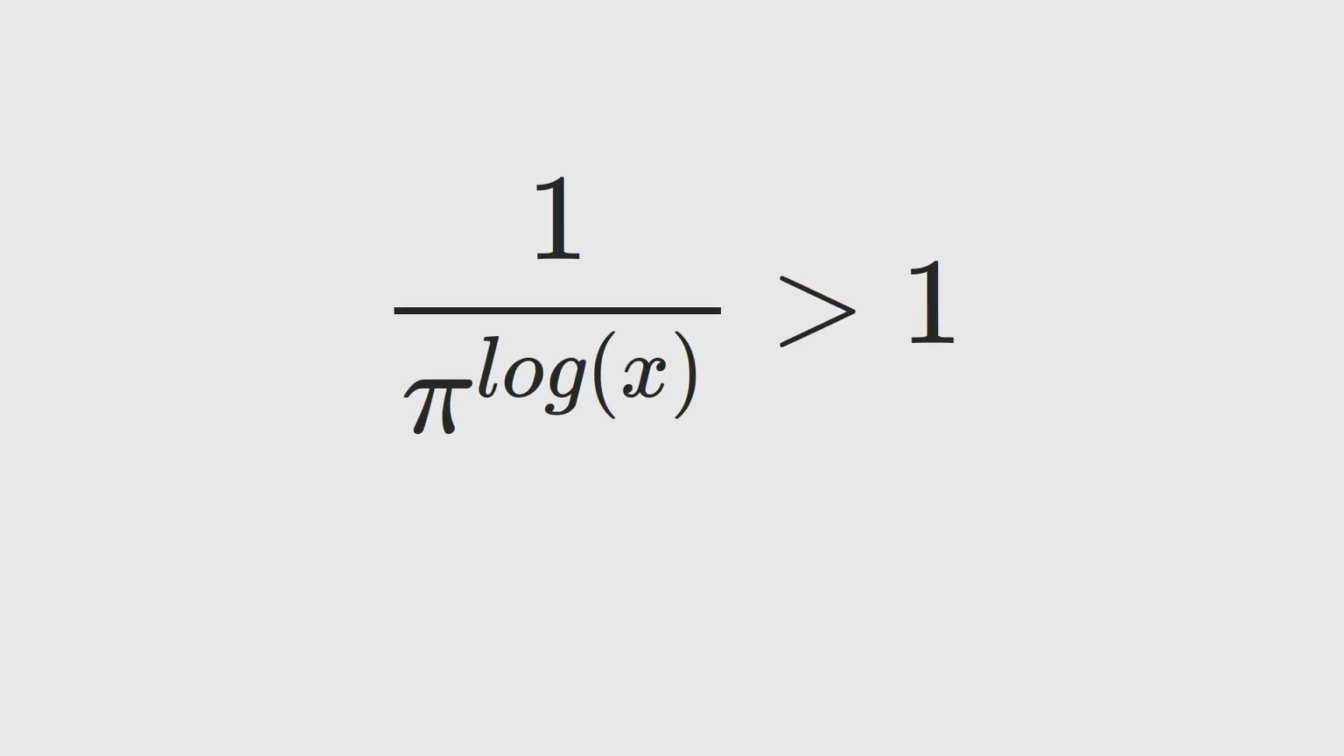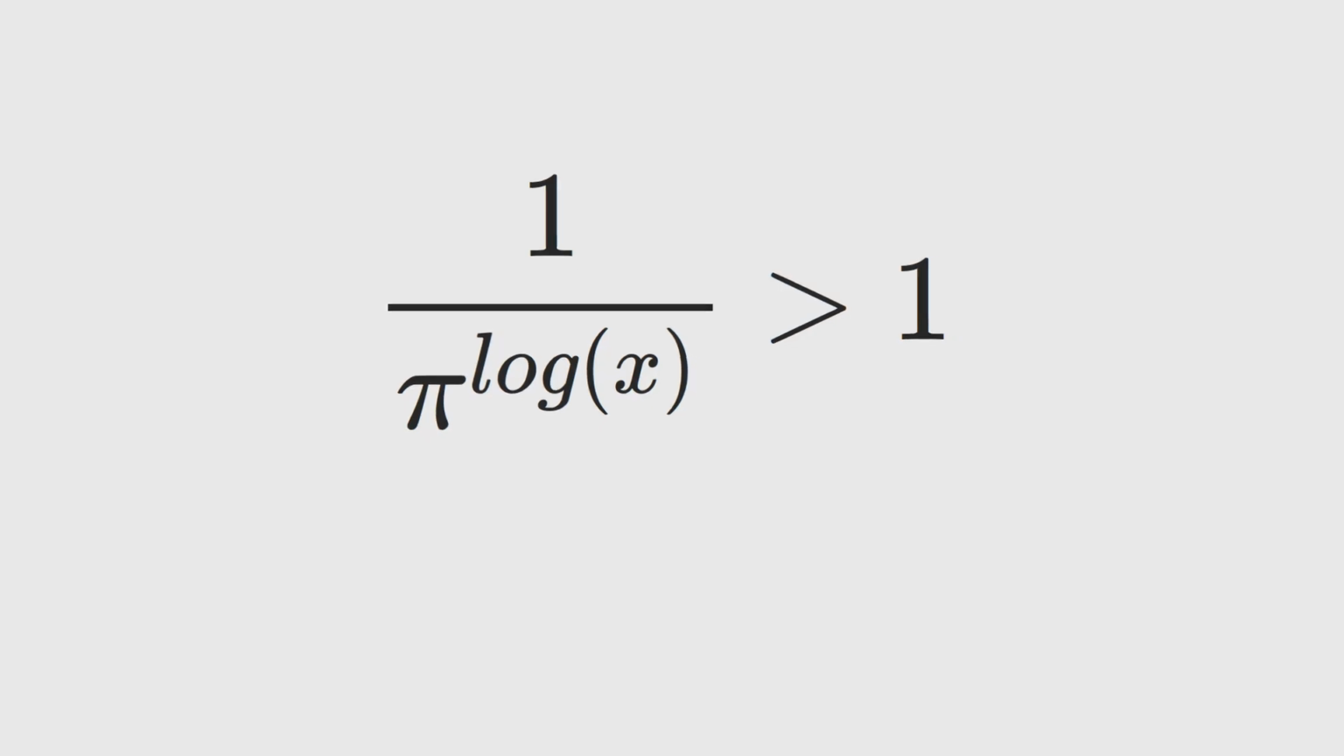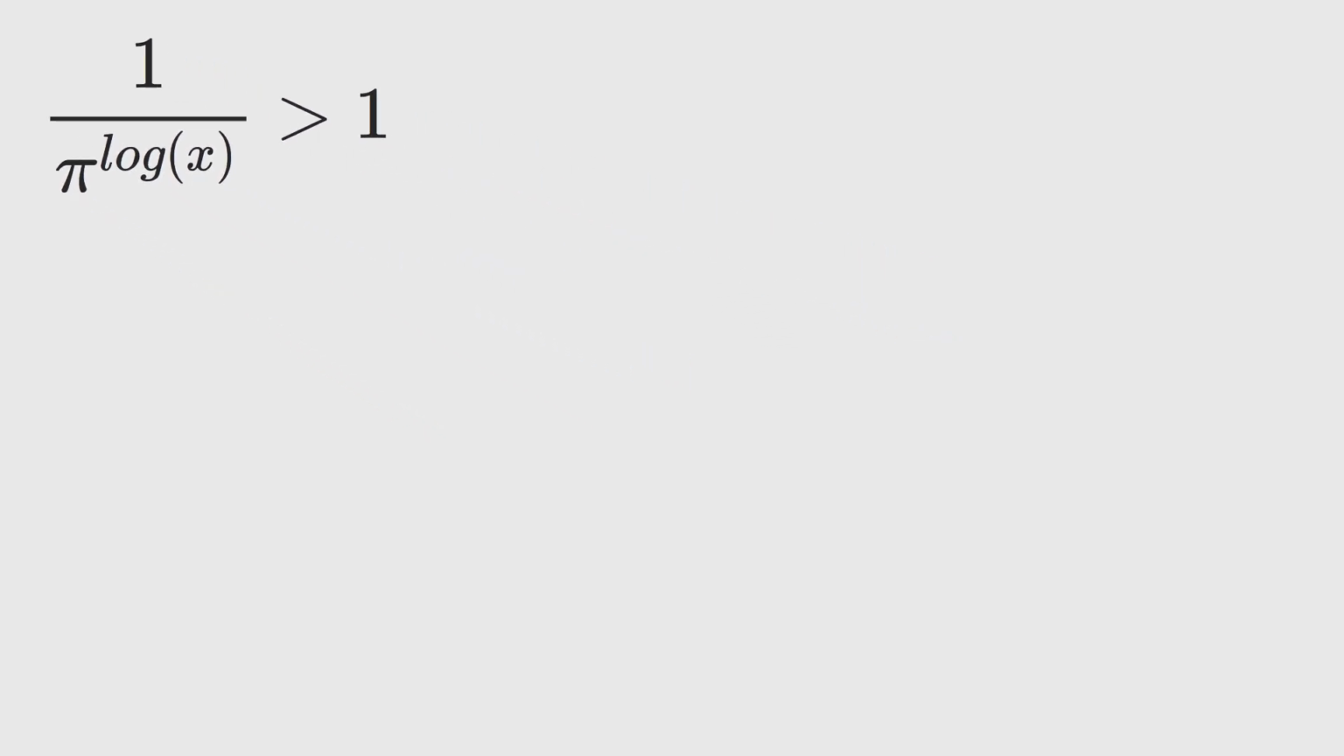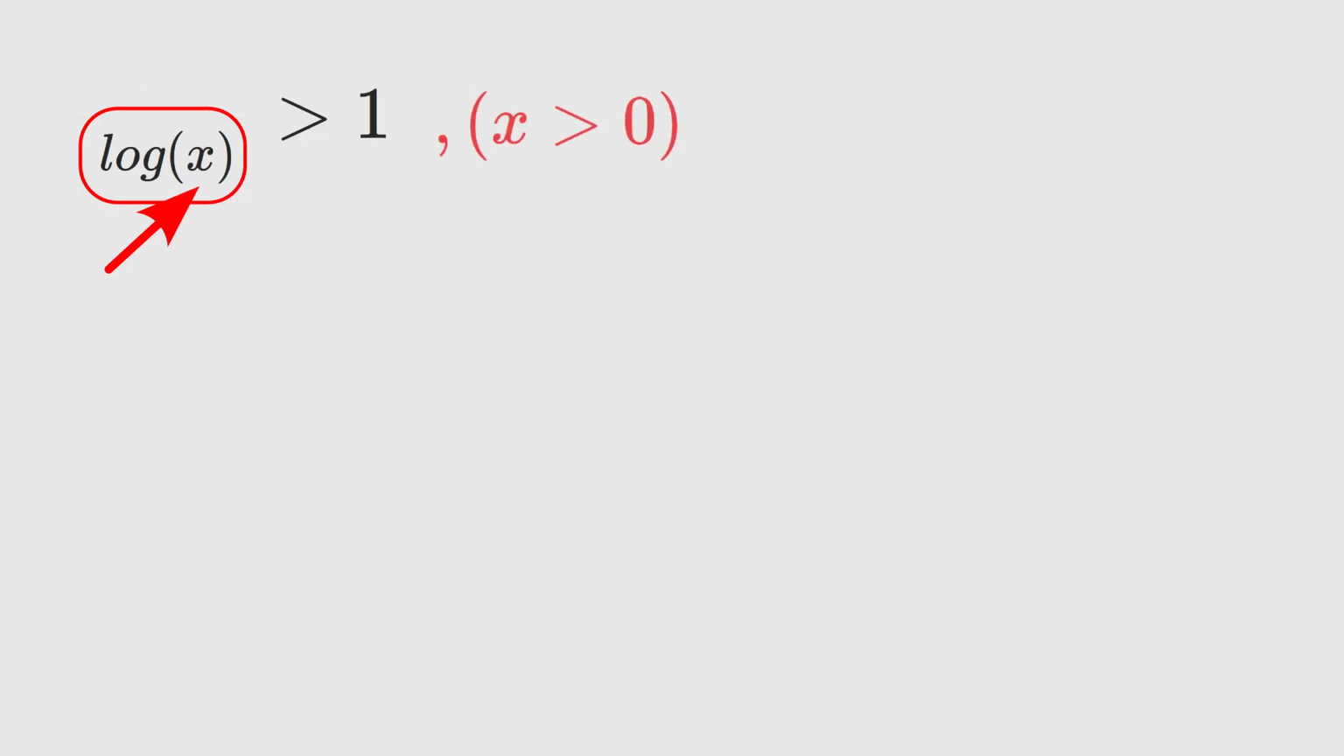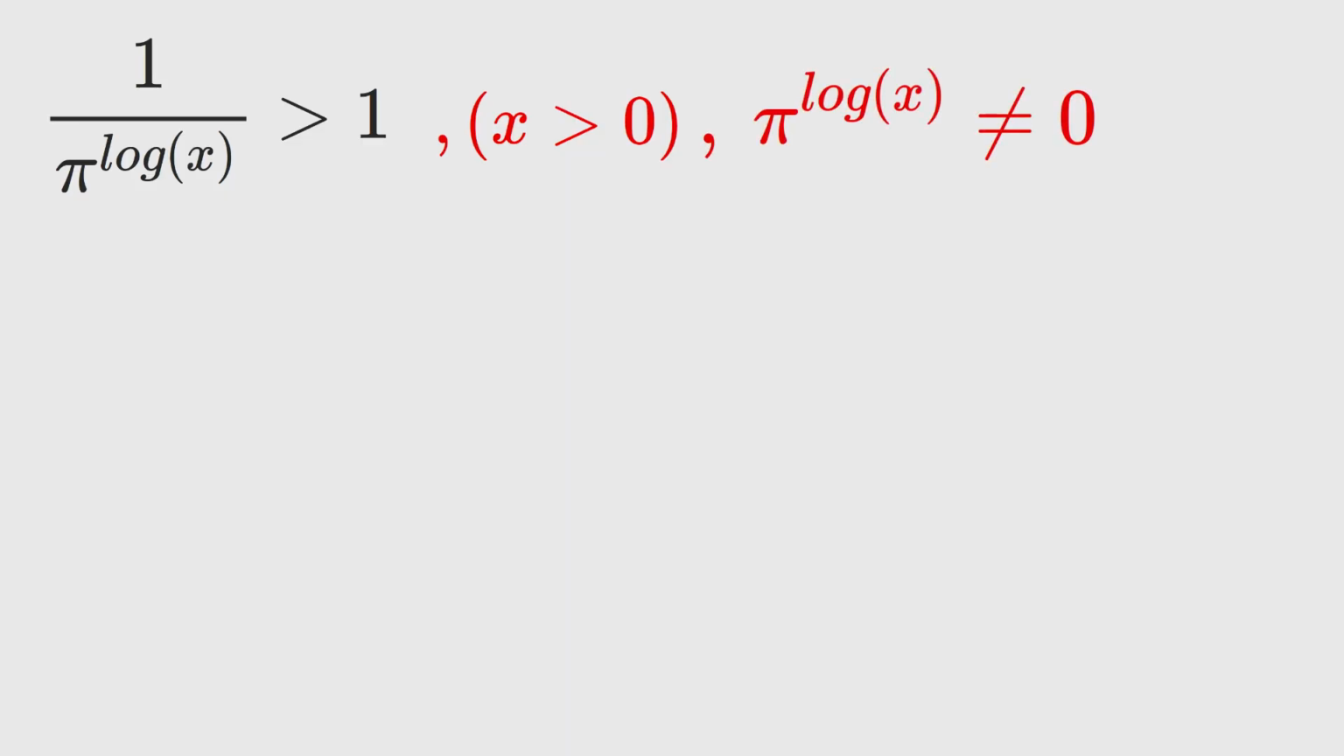Let's tackle this inequality. It might look intimidating, but it actually takes just a few steps to solve. First, we check for restrictions. Since we have a log of x, x must be strictly greater than 0. Also, the denominator, pi to the log of x, must be different from 0, which is always true since an exponential expression is always positive.